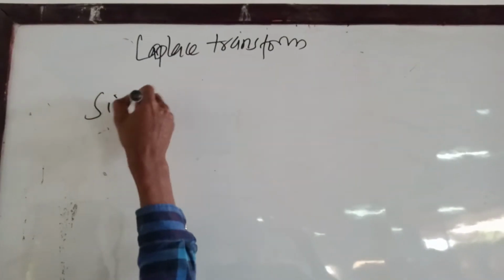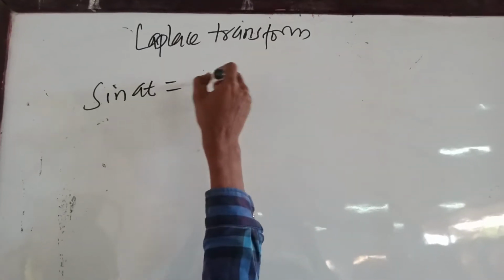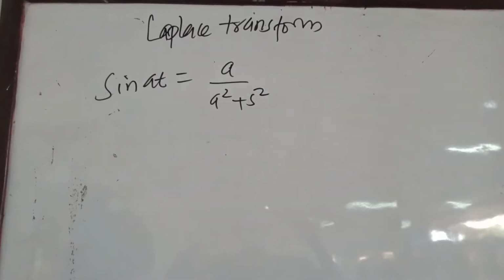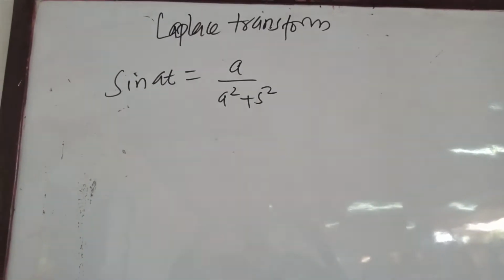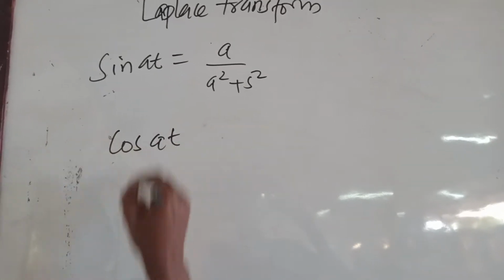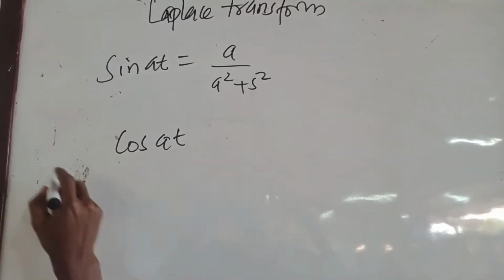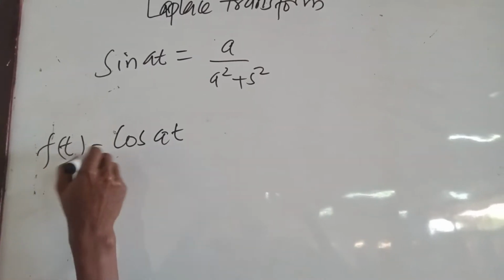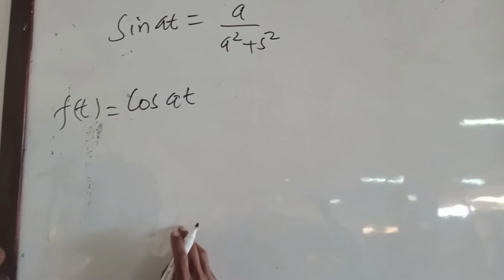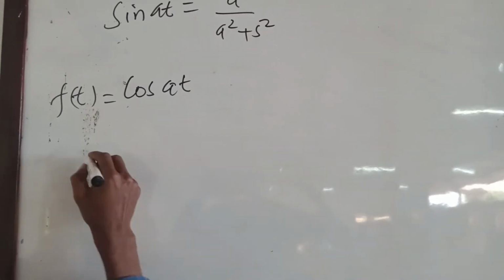Yesterday we said that the Laplace transform of sine at is a over a squared plus s squared. I hope you can remember that. So today we are going to deal with cos at. When given a function known as cos at as our function of time, we are going to look for the Laplace transform of cos at today.